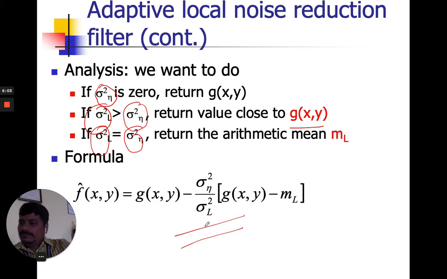The adaptive local noise reduction filter removes additive Gaussian noise with less blurring. Basically it is used to reduce the blur in an image. The application of the adaptive filter is that it reduces the blurriness in an image.